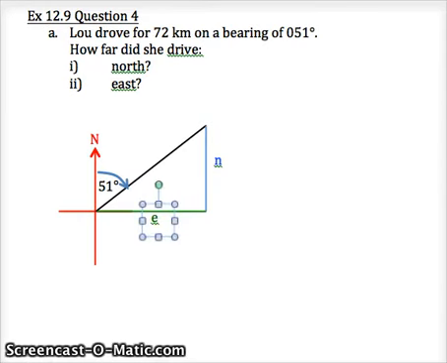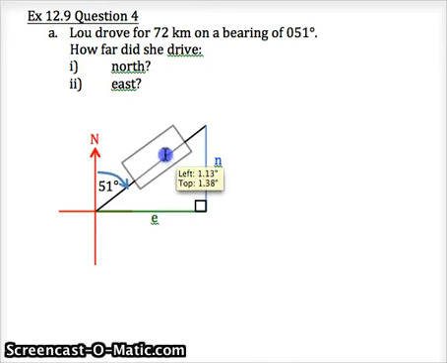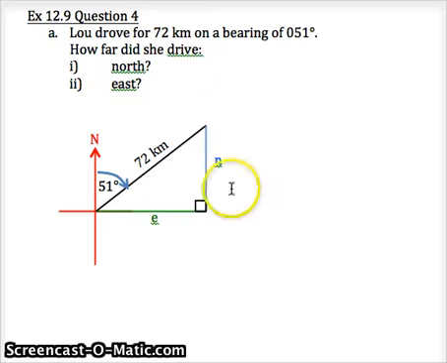Okay, and of course this is a right angle triangle, so I'll put a right angle there. We were also told that Lou drove for 72 kilometres, so I'll put that along there. So once again, Lou drove for 72 kilometres along here on a bearing of 51 degrees. How far did she travel north? So you'll find that blue length there. And how far did she travel east? You'll find that green length there.